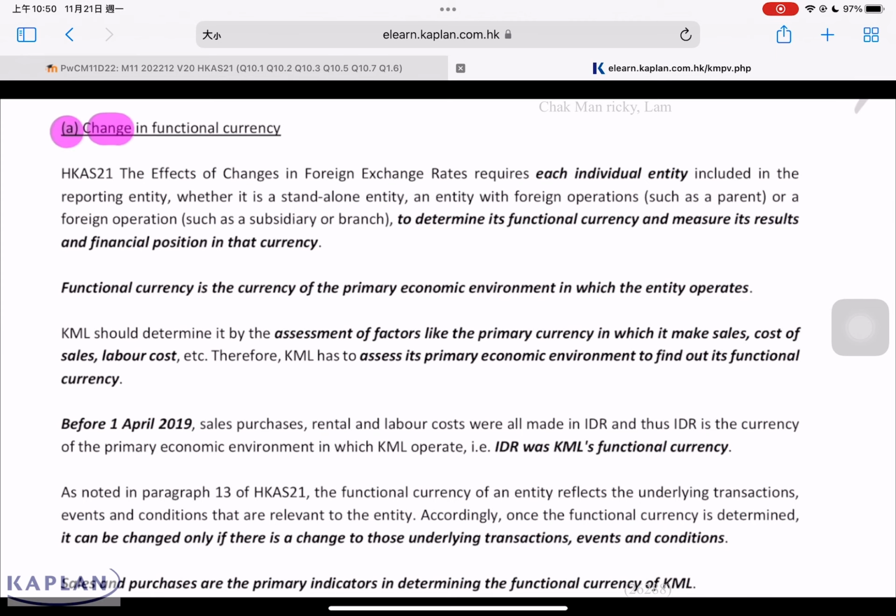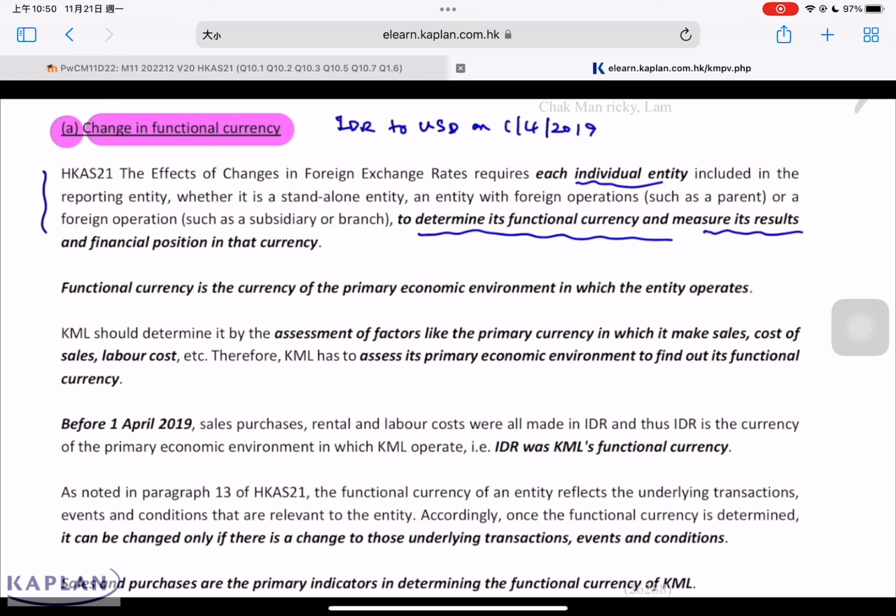For part A, the issue is change in functional currency from Indonesia rupiah to US dollar on 1st April 2019. In accordance with AS21, an entity should determine what is the functional currency and measure the performance and positions in that currency, which is the functional currency. Give the definition of functional currency. It's a currency of the primary economic environment in which the entity operates.